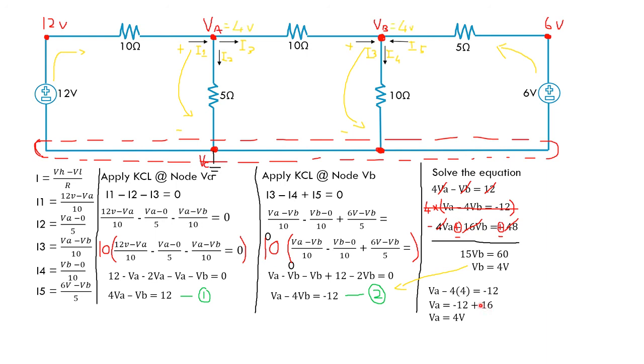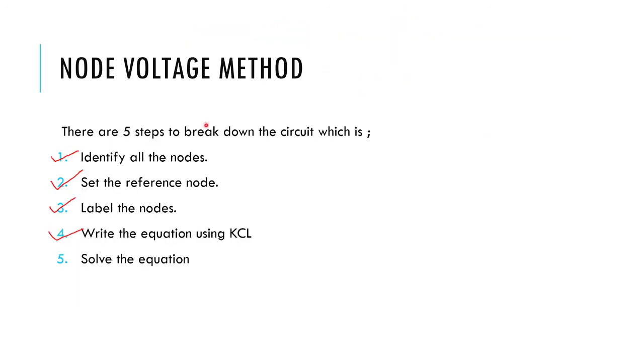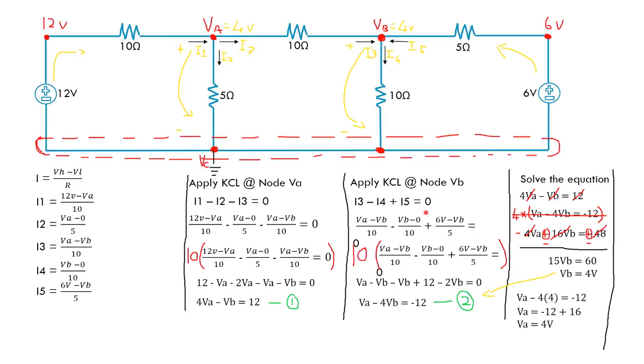Okay. VA is equal to 4 volt and VB is equal to 4 volt here. Okay, we are done with solving the equations. So by using nodal analysis, we can also get the currents in the circuit, where we use the information VA and VB and substitute into these current equations.